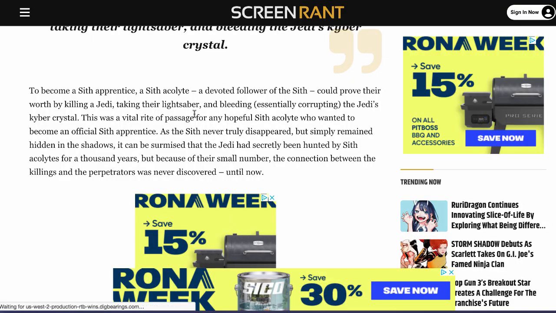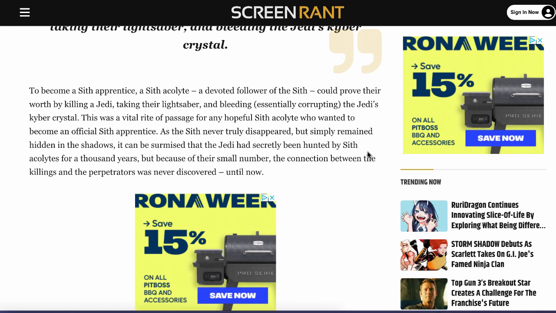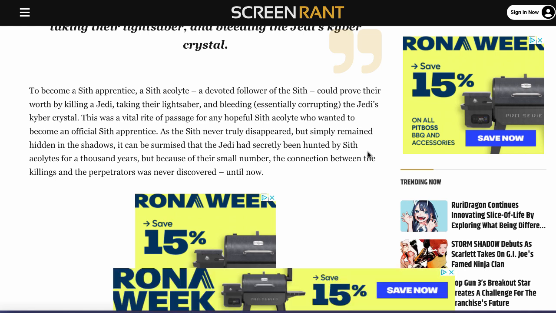This was a vital rite of passage for any hopeful Sith acolyte who wanted to become an official Sith apprentice, as the Sith never truly disappeared but simply remained hidden in the shadows. It can be surmised that the Jedi had secretly been hunted by Sith acolytes for thousands of years, but because of their small number, the connection between the killings and the perpetrators was never discovered until now.